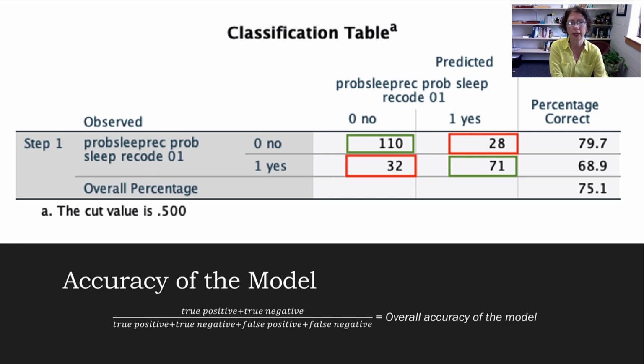And the way that we compute the accuracy of a model is you total up all of the positive and negative predictions and then divide it by all of the possible predictions there were. Multiply by 100 to get yourself a percent, and then you get the full percent of accuracy of the model. This particular model was accurate 75.1% of the time.